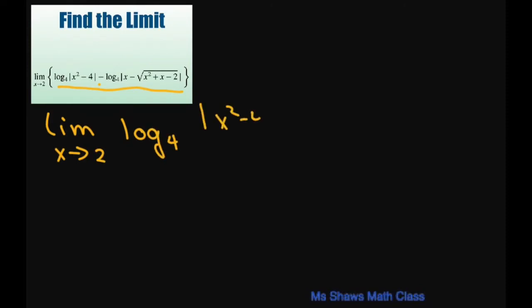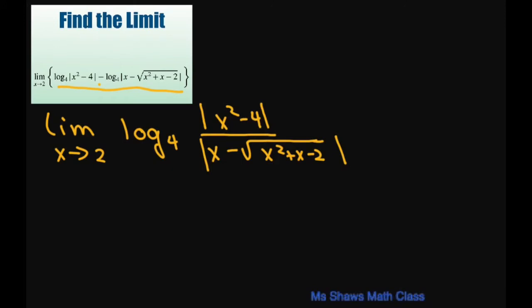The domain for log is greater than 0. So we're going to first simplify all this by condensing it using your properties of logs. We're going to use the quotient rule, and this is going to be a single log base 4 of absolute value of x squared minus 4 divided by absolute value of x minus square root of x squared plus x minus 2. We still have this same issue.